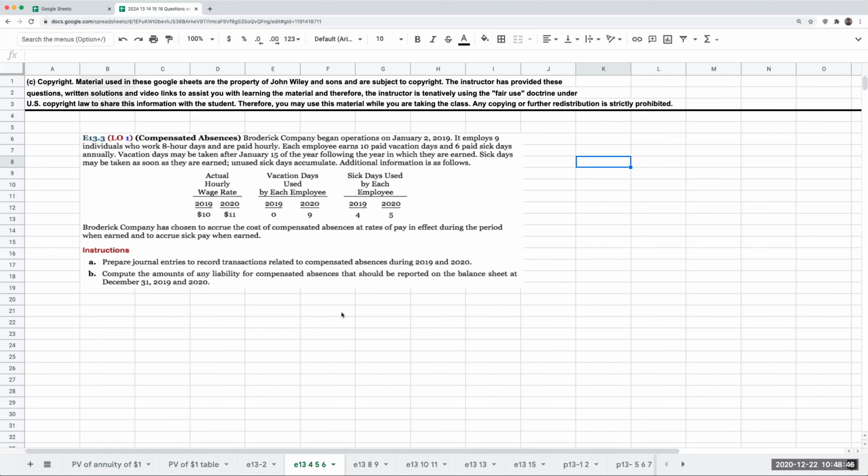So let's first say to ourselves, okay, for 2019, what do we need to accrue? For vacation, the days of vacation are going to be 10. For the sick days, they're going to be getting 6 sick days. Hours per day, 8 hours in a day. My rate per hour is going to be $10. The number of employees is 9. So the total amount of the accrual is going to be the days times the hours per day times the rate per hour times the employees, giving you the accrual.